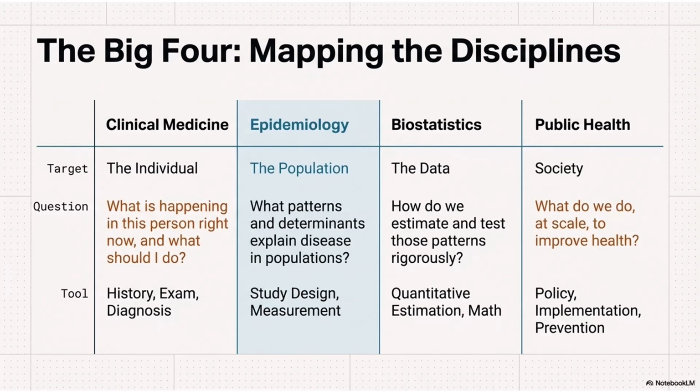So here's the clean version. Clinical medicine asks, what should I do for this patient? Epidemiology says, what patterns and determinants explain disease in populations? Biostatistics says, how do we estimate and test these patterns rigorously? And public health says, what do we do at scale to improve health?